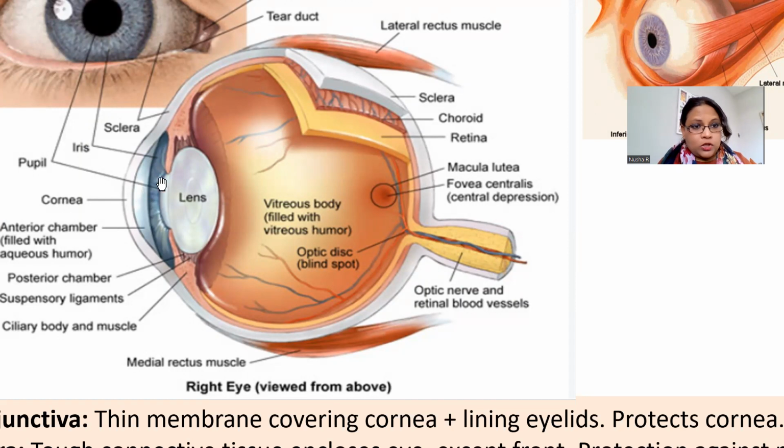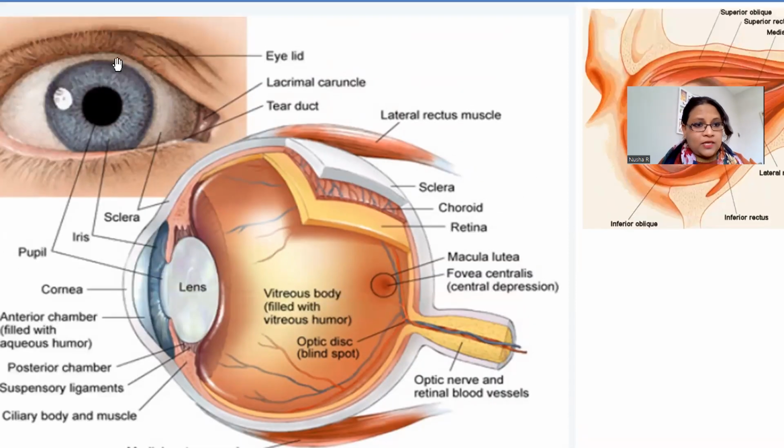So moving on to the white bit, this white bit in the eye that we can see, that's called the sclera. As you can see, that's the sclera. It's a tough connective tissue that encloses the eye, except at the front here, except at this bit called the cornea. So you can guess what the function of the sclera would be. It's enclosing the whole eyeball.